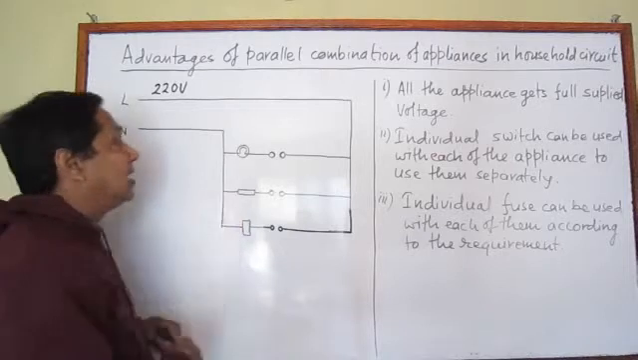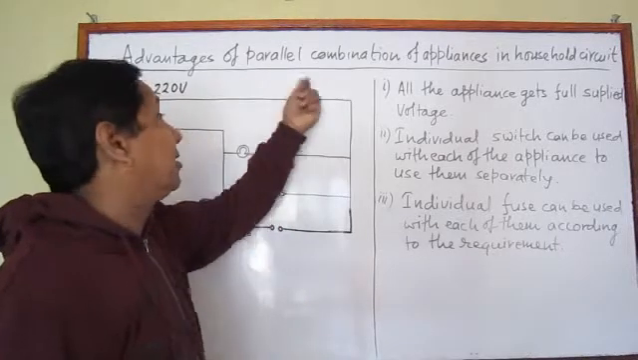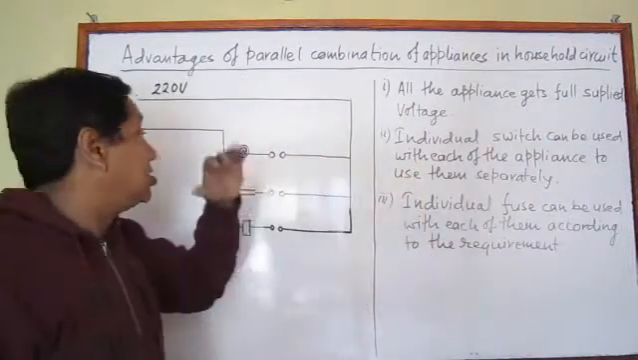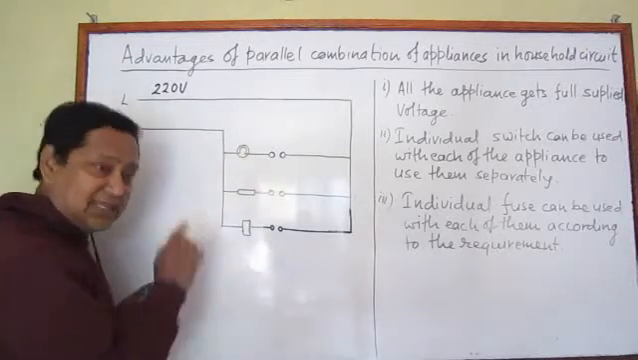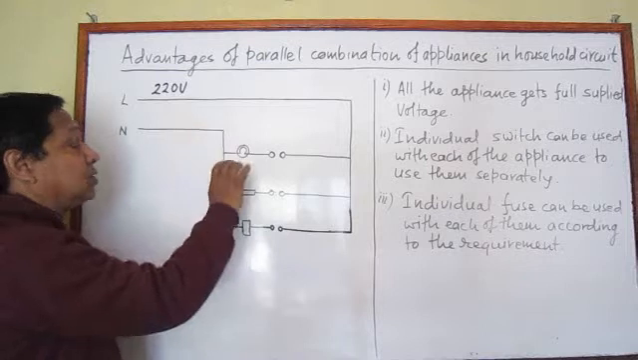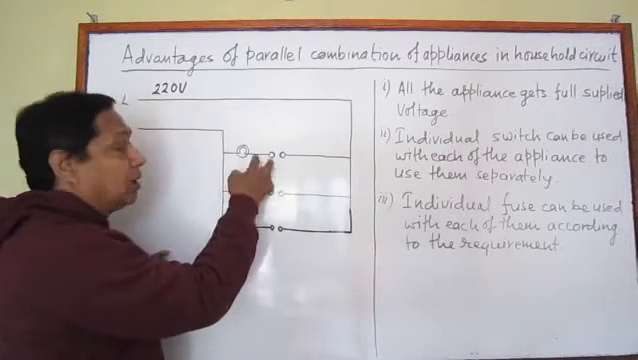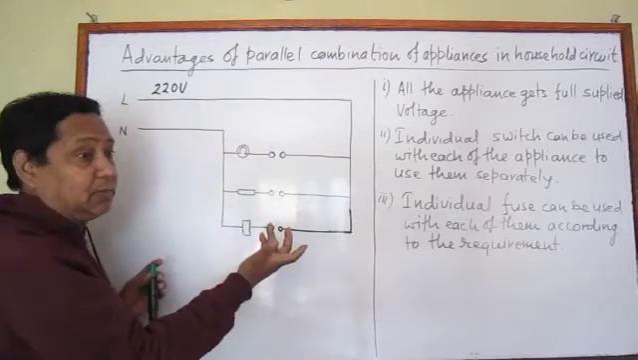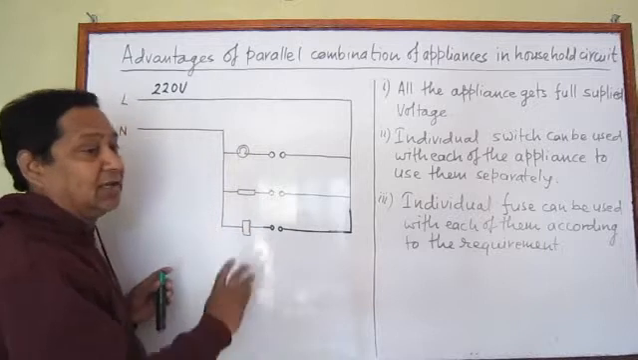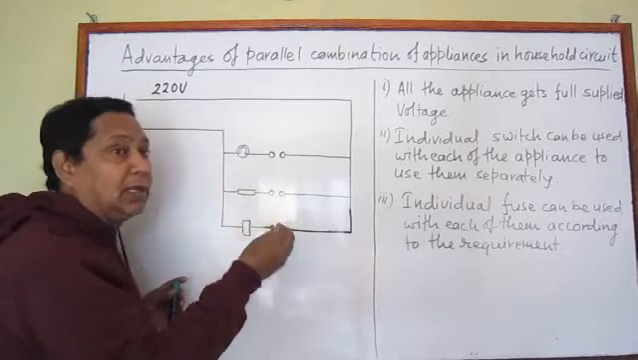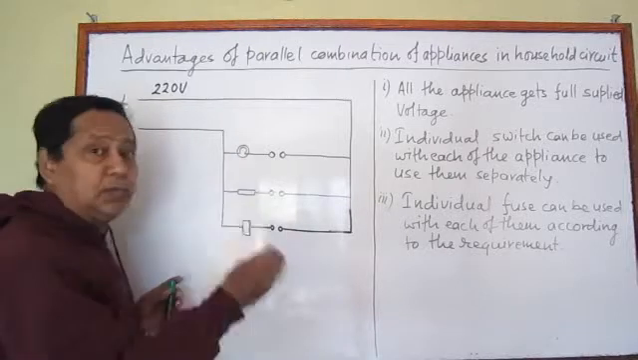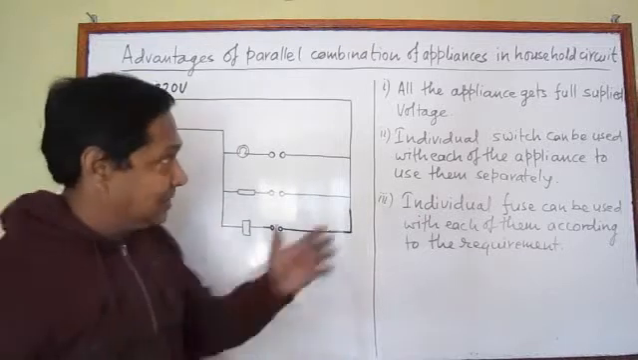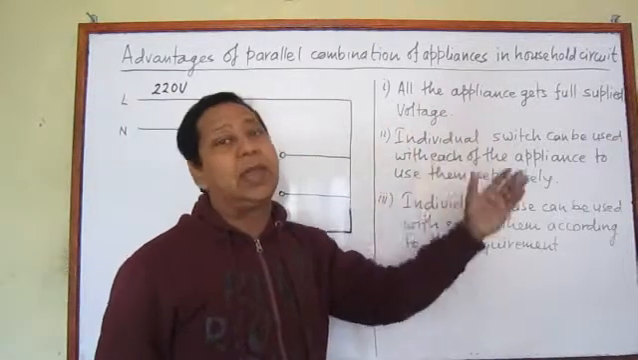That's why one of the major advantages of this combination, parallel combination of appliances, is that all the appliances get full supplied voltage. If it was not so, if bulbs were connected in series instead of parallel, then 220 volt divides among them. It becomes 110 for two bulbs, and if 4 bulbs are used, each of them will get just 55 volt. This way, if voltage drops, then the brightness of the bulb will be less. They will give us dim light, and it wouldn't be possible to see the objects clearly in the rooms. That's why one of the major advantages is all of them are getting full supply voltage.